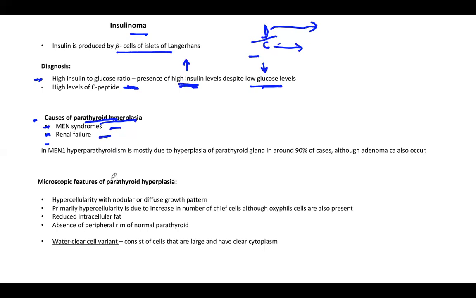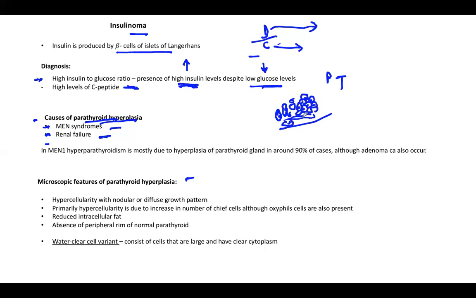So what are the microscopic features of parathyroid hyperplasia? The parathyroid gland consists of chief cells. Chief cells are small cells, round to polygonal, and usually in the gland there are fat cells, stroma, and then oxyphil cells. Oxyphil cells are larger than chief cells and they are pink. So this is normal parathyroid. These chief cells are more frequent.